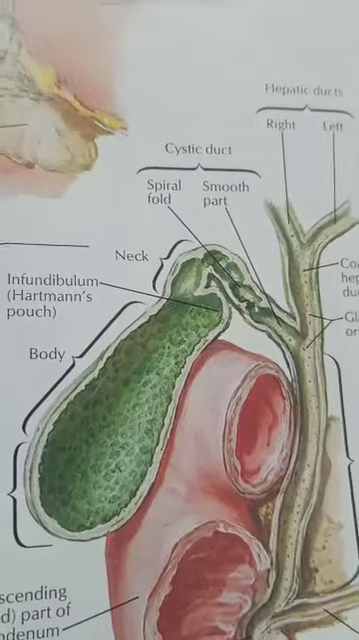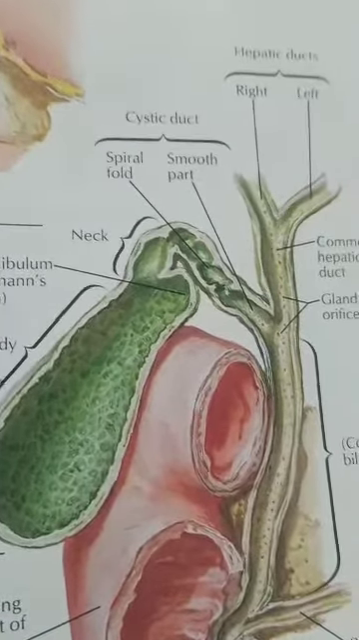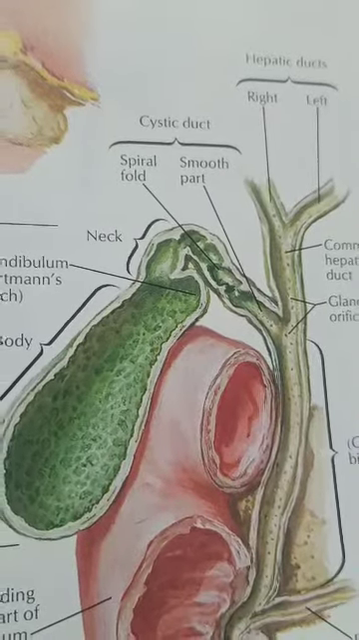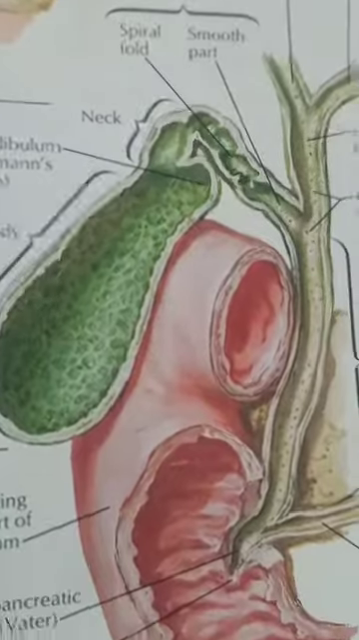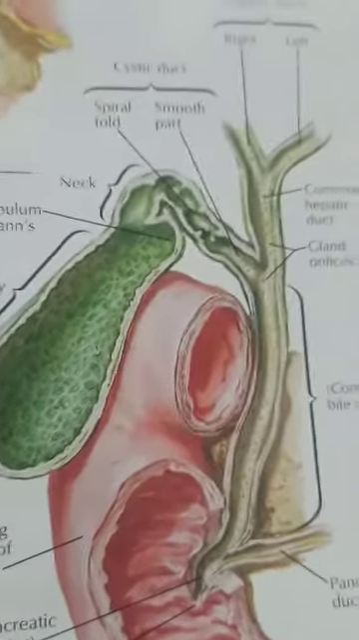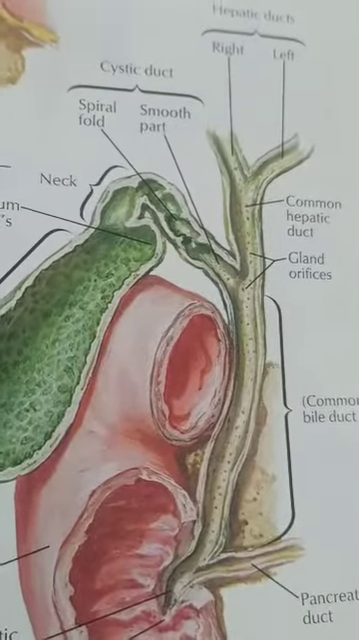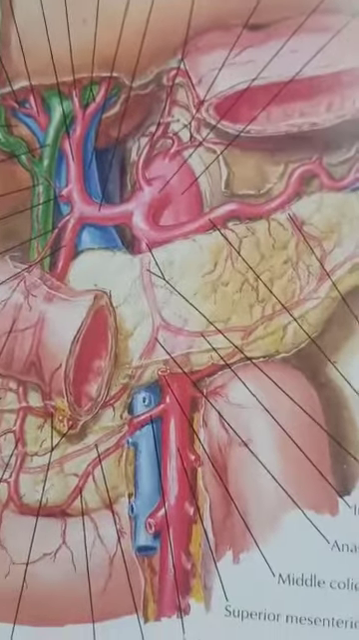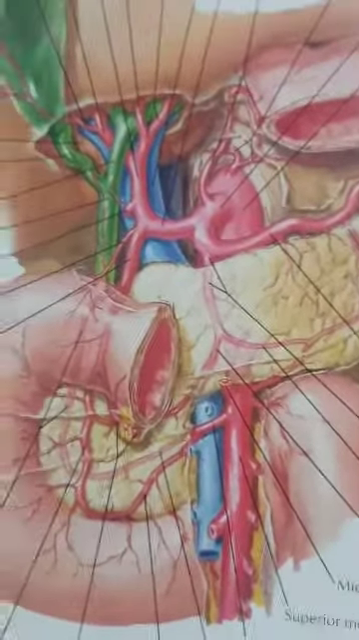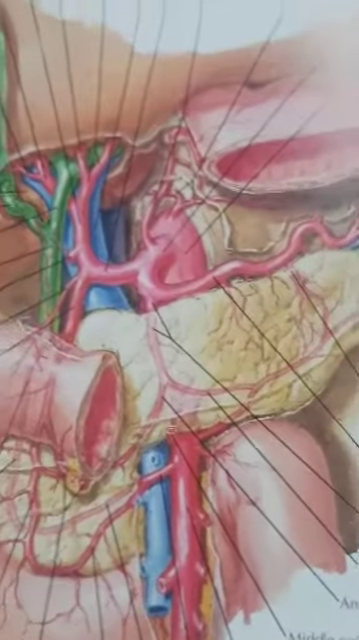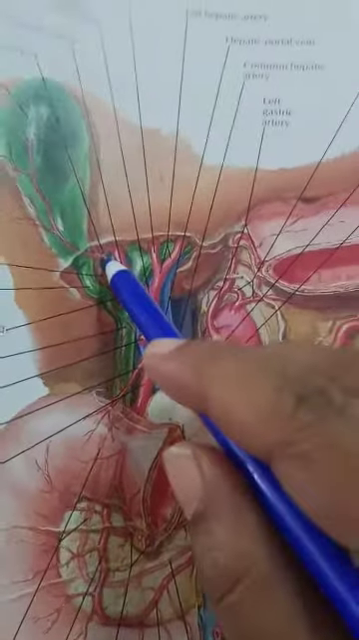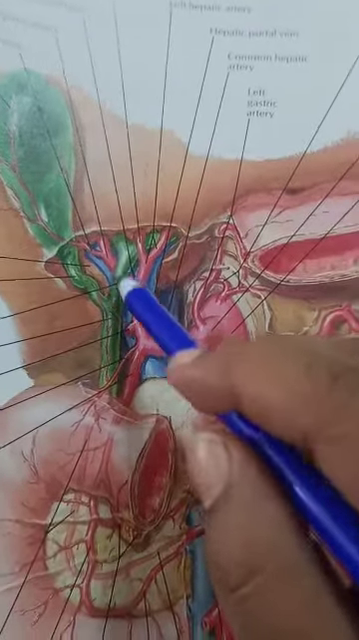Gallstones can be seen, but before that we'll talk about the blood supply and nerve supply. Blood supply is mainly by the cystic artery. Here we can see the cystic artery, a branch of the hepatic artery. This is our hepatic artery.